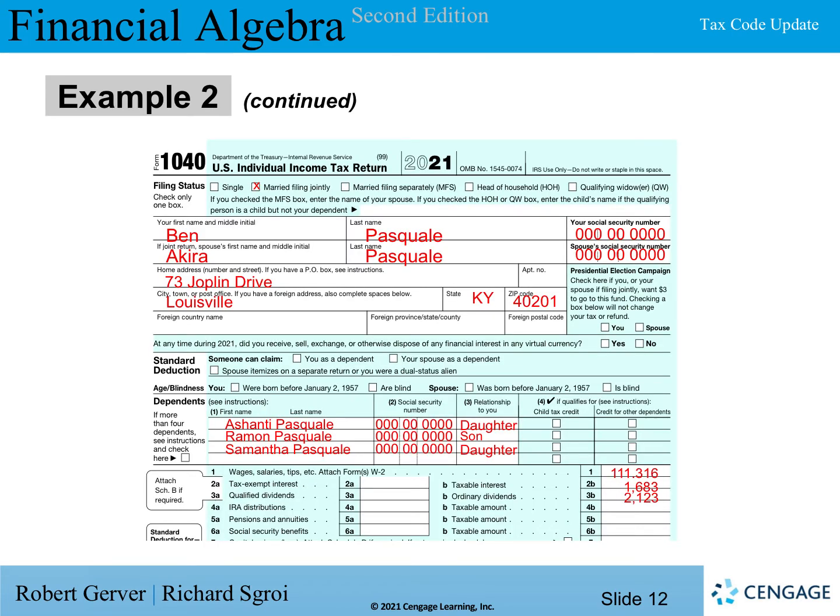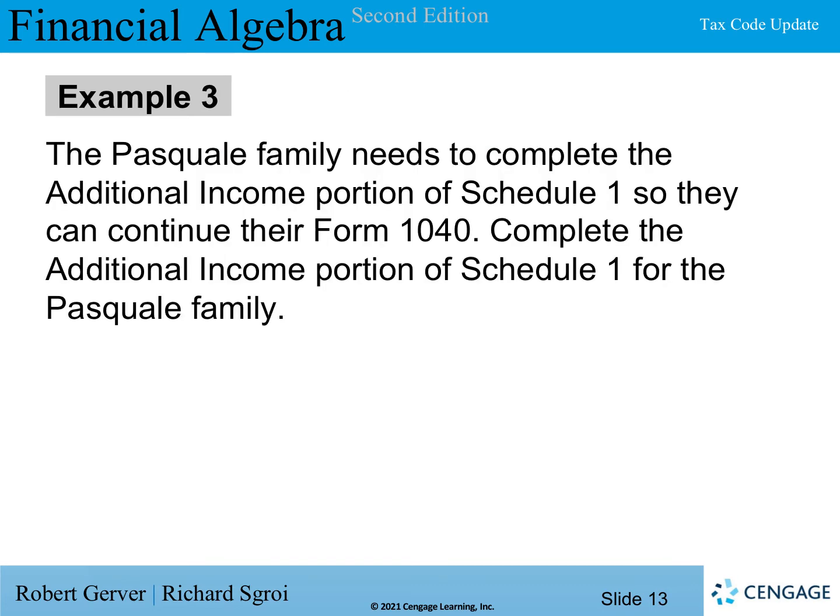So here's the start of Form 1040, where they fill in their personal information, their names, their Social Security numbers, their address, their children, dependents that are down here, 2 daughters and a son with their Social Security numbers, all their wages from their W-2s, and some additional information that is shown at the bottom down here in lines 1, 2B, and 3B.